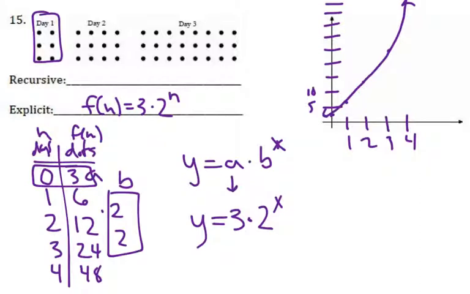Our recursive, well, what's our first day? Well, it's 6. And to get our next term, we take the previous term and we times it by 2. And there we go, guys. So hopefully that helped you out a little bit, and you kind of connecting these dots, so to say.